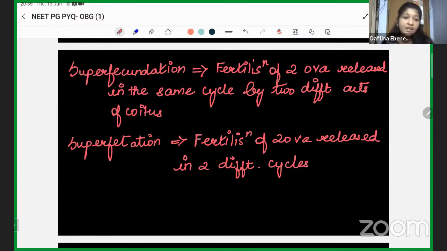Superfecundation is possible, especially after artificial reproductive techniques. Okay. Is superfetation possible? Fertilization of 2 ova released in 2 different cycles, it's not possible. Okay, but according to books, it is theoretically possible up to 14 to 16 weeks, but it has never occurred in human beings. Okay.